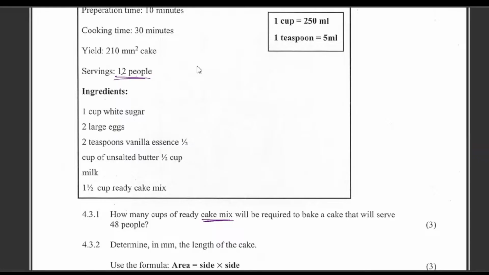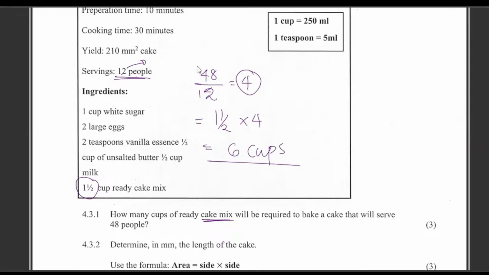That means we need to know how much cake mix we are going to use. When you look at it critically, it says 1.5. So 12 people and 48. Now 12 has increased to 48, but by what? We divide by 12, and it has increased by 4. Meaning the 1.5 cups are going to be multiplied by 4, which will give you 6 cups.